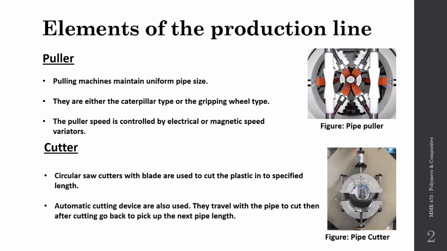So elements of the production line, puller. Pulling machines maintain uniform pipe size. They are either the caterpillar type or the gripping wheel type. The puller speed is controlled by electrical or magnetic speed variators. Cutter: circular saw cutters or automatic cutting devices are used to cut the plastic into specified length.